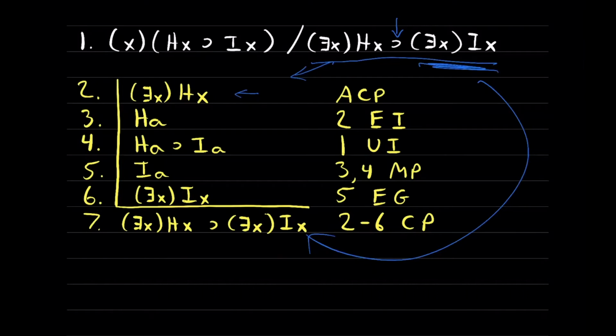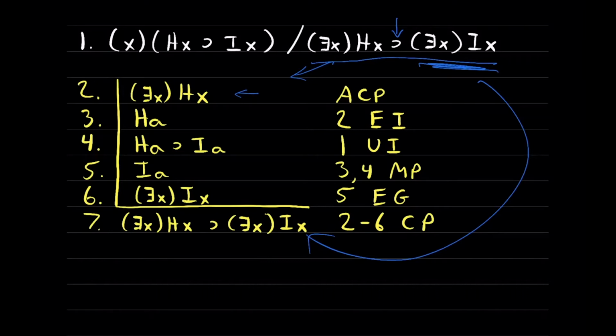Since line 2 is an existential statement, the main quantifier is the existential quantifier, so I can use existential instantiation, but I have to use a constant that doesn't appear anywhere else in the proof. Remember, that's one of the restrictions on existential instantiation from a couple of weeks ago. So here I've instantiated that statement with the lowercase letter a. That gives us Ha on line 3.